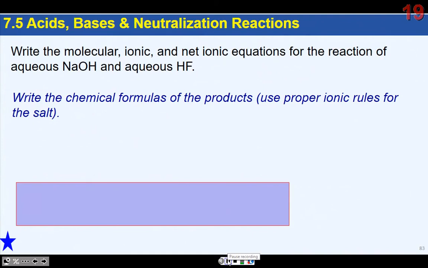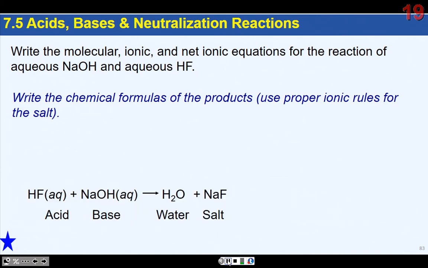Okay, we're on a roll. Let's do some more. Let's do another one with aqueous sodium hydroxide, aqueous hydrogen fluoride. And so we write the chemical formulas of the products, predicting these things from proper ionic rules for formulas. And so we have HF aqueous and sodium hydroxide aqueous. There's your acid, there's your base. The products then become water and sodium fluoride. And we have to decide next, in our molecular equation, we will balance it.